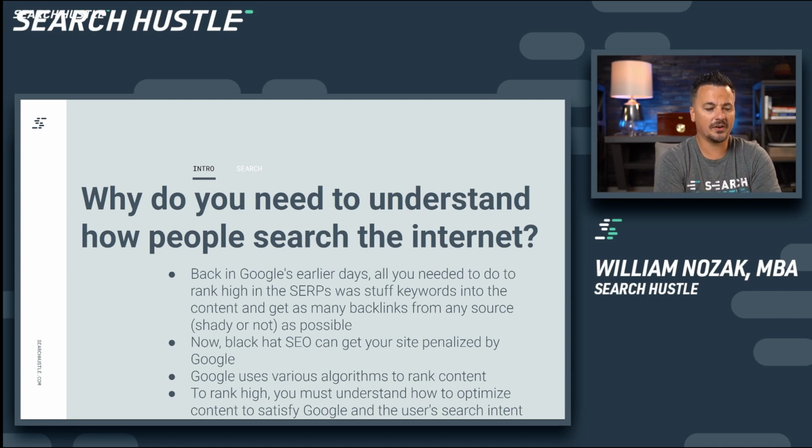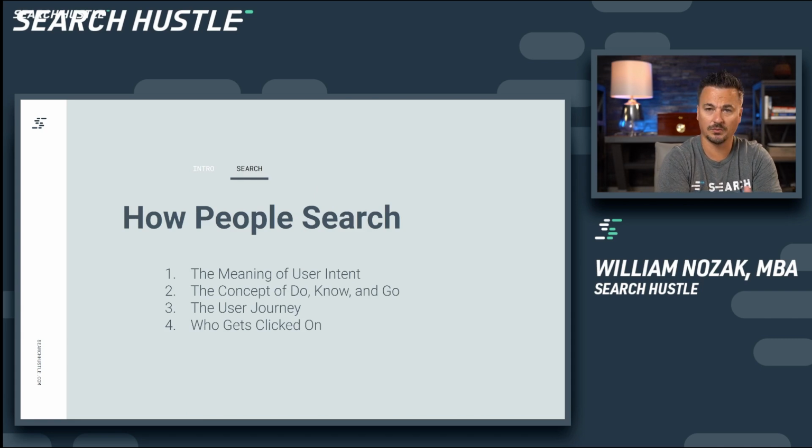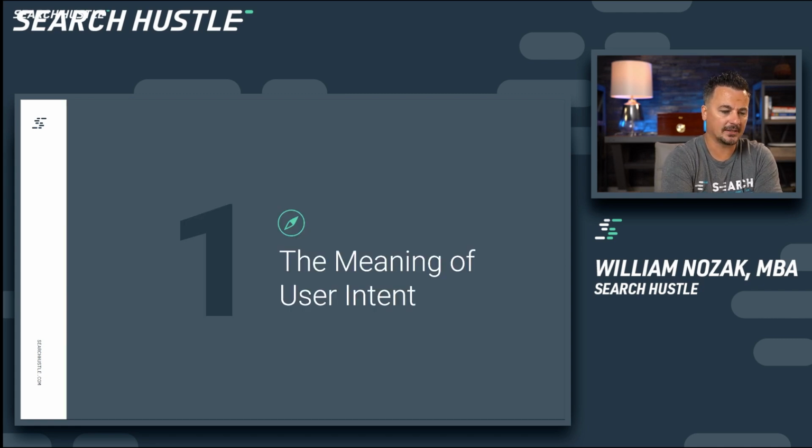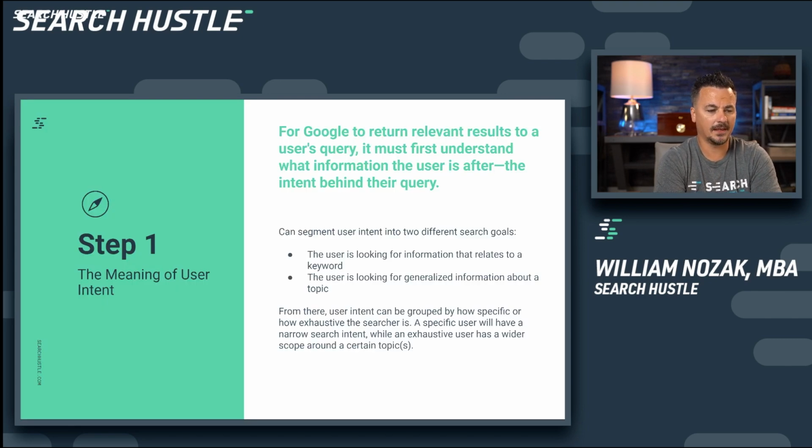Google uses various algorithms to rank content. To rank high, you must understand how to optimize content to satisfy Google and the user's search intent. It's both, it's bots and users. So we'll cover how people search, the meaning of user intent, the concept of do, know, go, the user journey, and who gets clicked on. First, the meaning of user intent.